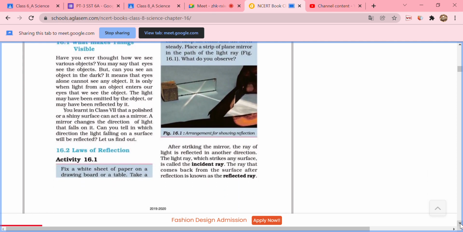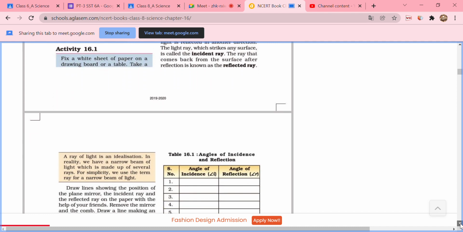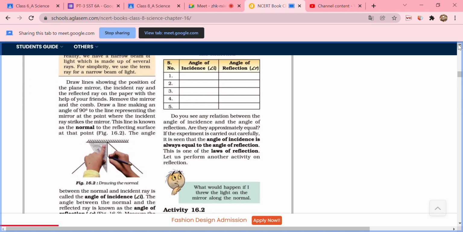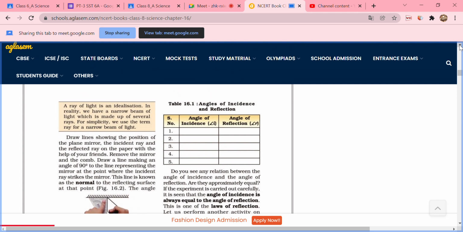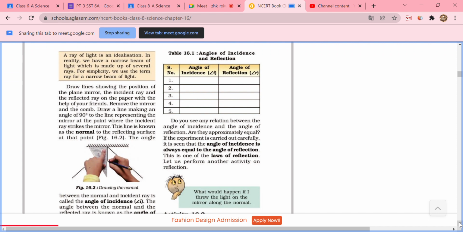After striking the mirror, the ray of light is reflected in another direction. The light ray which strikes any surface is called incident. The ray that comes back from the surface after reflection is known as reflected. A ray of light is an idealization. In reality, we have a narrow beam of light which is made up of several rays. For simplicity, we use the term ray for a narrow beam of light.